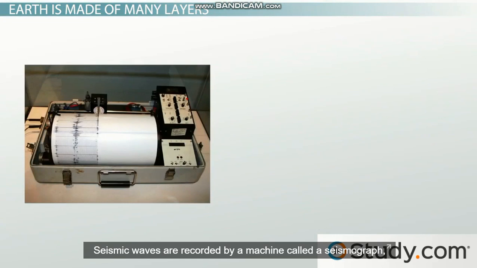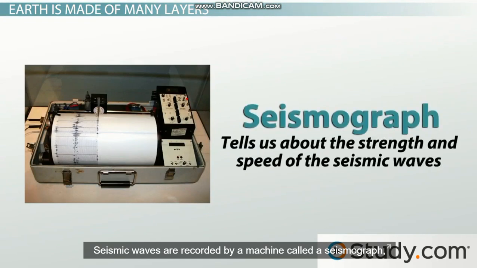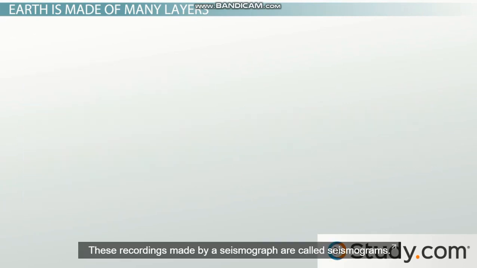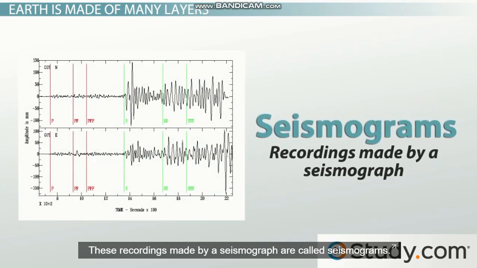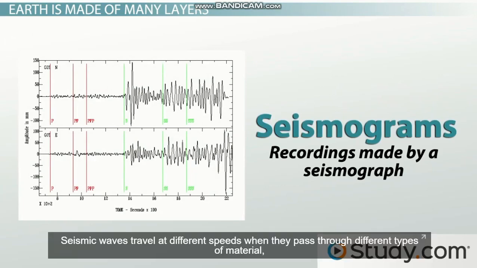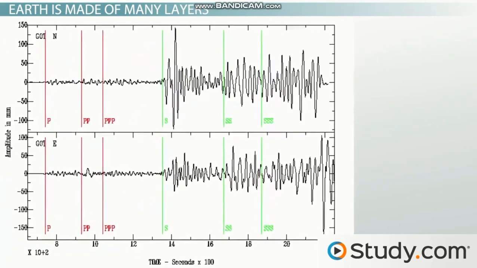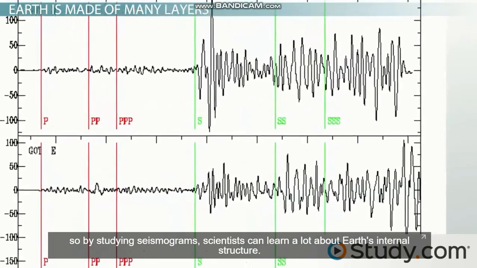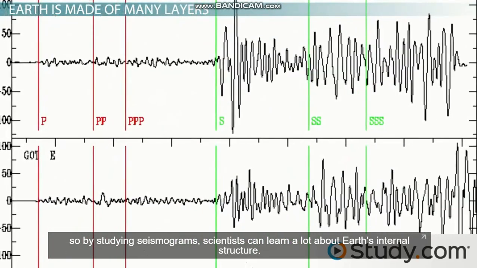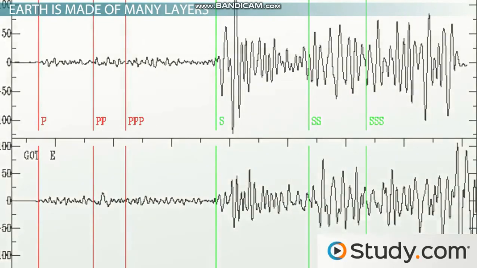Seismic waves are recorded by a machine called a seismograph, which tells us about the strength and speed of the seismic waves. These recordings made by a seismograph are called seismograms. Seismic waves travel at different speeds when they pass through different types of material, so by studying seismograms, scientists can learn a lot about Earth's internal structure.